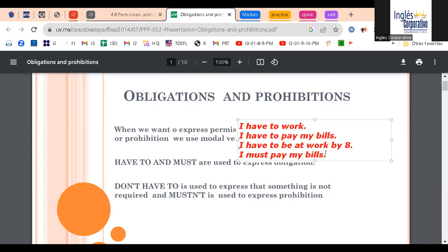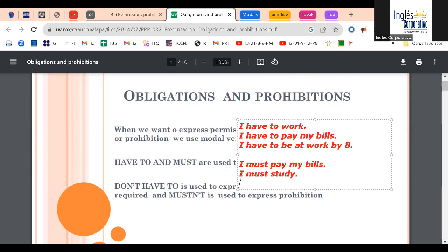But when you use must, that is not an external obligation. So you decide to do so. For example, I must study. So this is kind of personal. They must study. So that is like a responsibility that you have. So I must study in order to pass my test. I must be at home by 7. So that's based on your own opinion, based on your own responsibility, right?